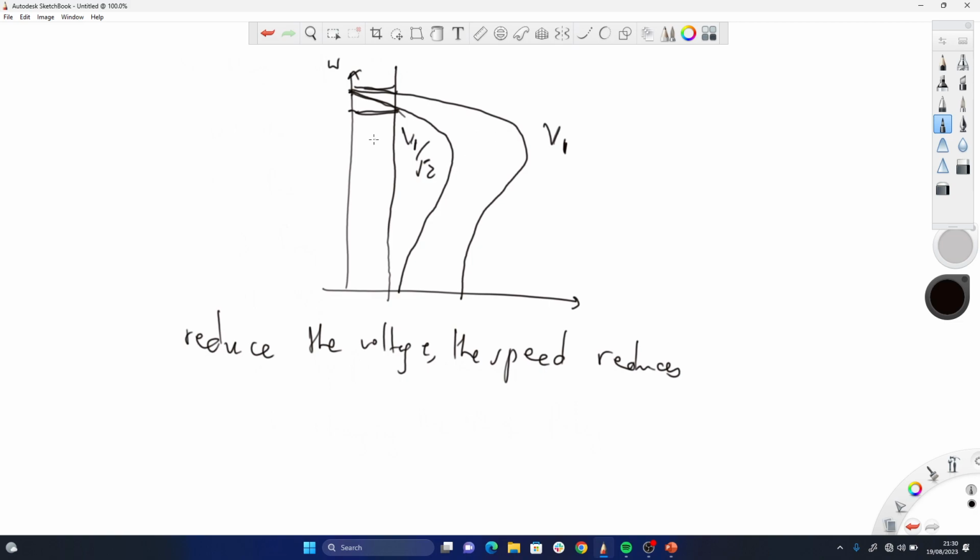Now, you can see that over here, this is the maximum torque. So the stable region is this region here. So you can see that it has a small stable region. But then if I use a very large resistance rotor motor, I can have a characteristic like this here, and that will have a very large stable region.